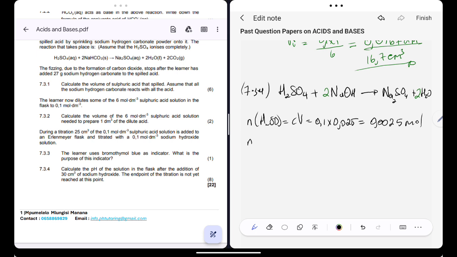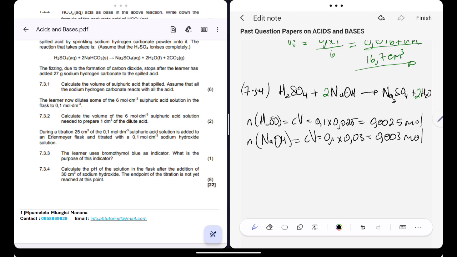Okay, and then the number of moles for my base, NaOH, its concentration multiplied by volume. The concentration is also 0.1, the volume is 0.03 cubic decimeters, right? 30 cubic centimeters. So I simply get 0.003 moles.